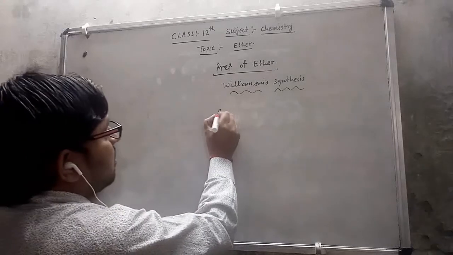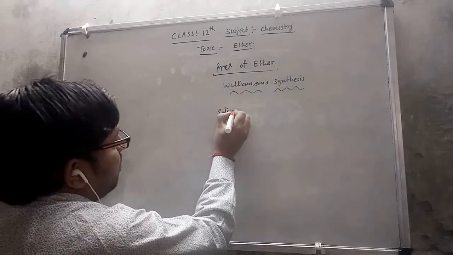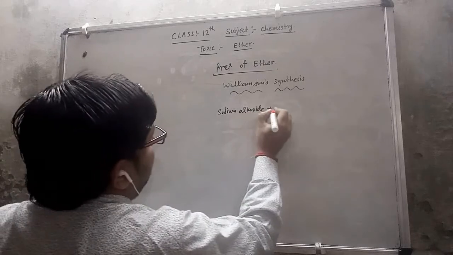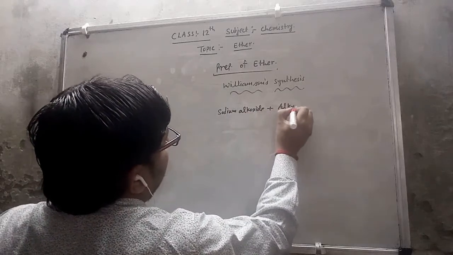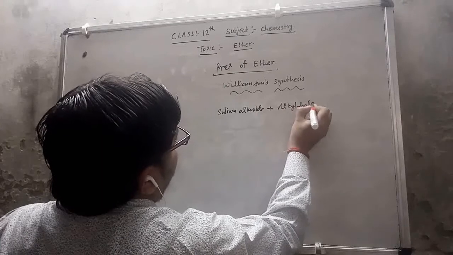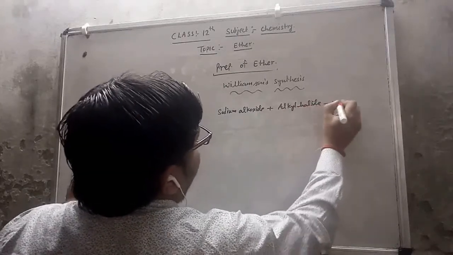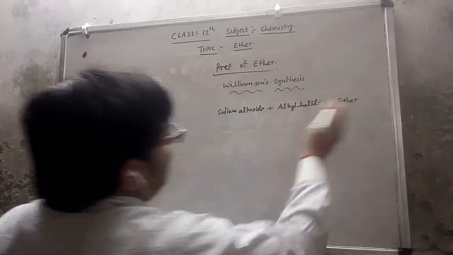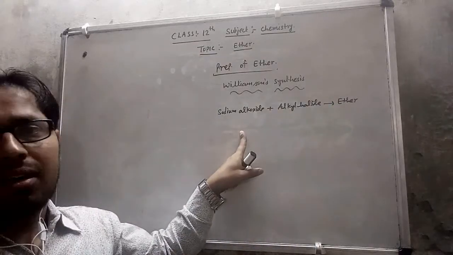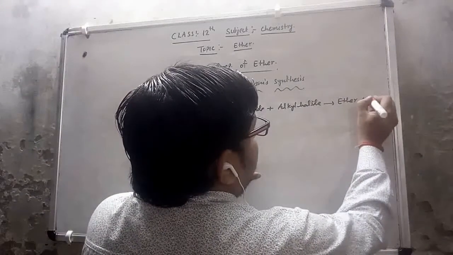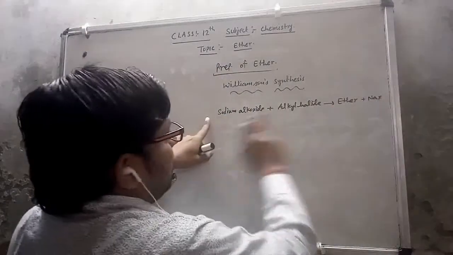This is sodium alkoxide plus alkyl halide, then we are getting here ether. This is the ether. Since alkyl halide is there, NaX is released from here, because sodium is available here.